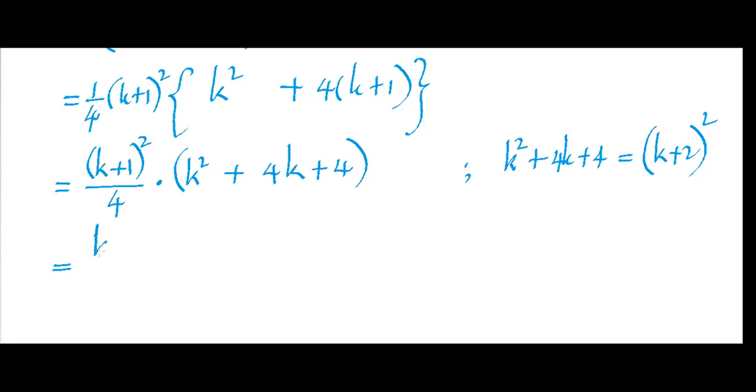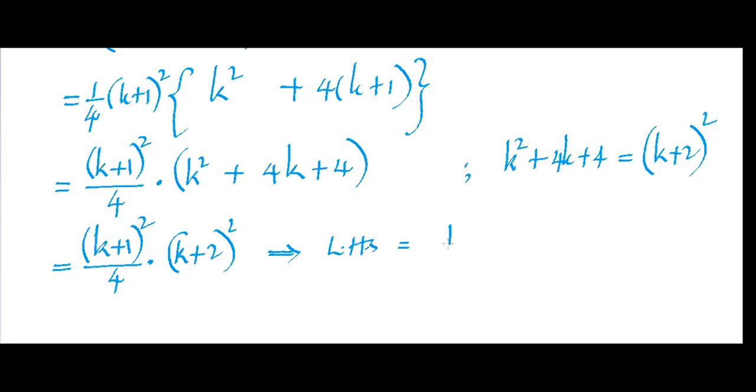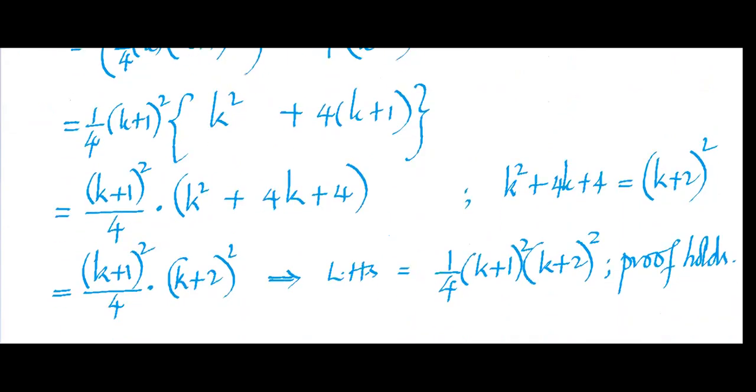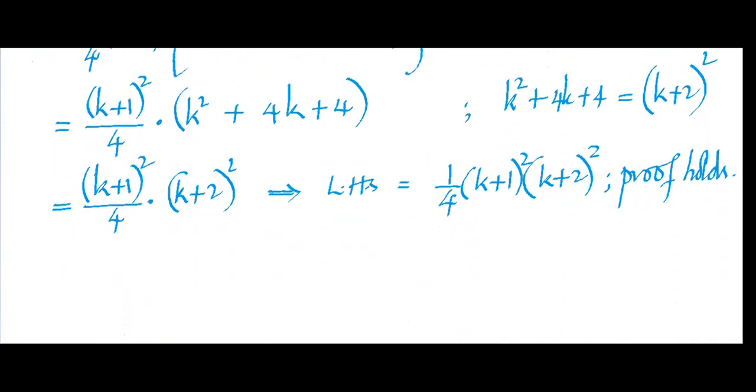So that becomes k plus 1 all squared over 4 multiplied by k plus 2 all squared. If you can check, that implies the left-hand side has also become a quarter into k plus 1 all squared into k plus 2 all squared, which is a matter to mention that proof as well holds, since it agrees with the right-hand side. That one in red, they do agree.